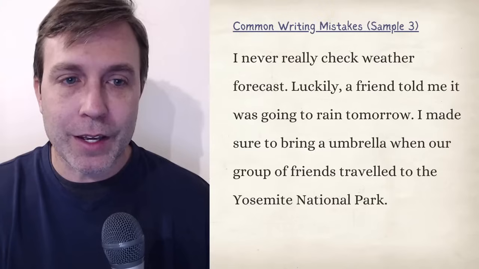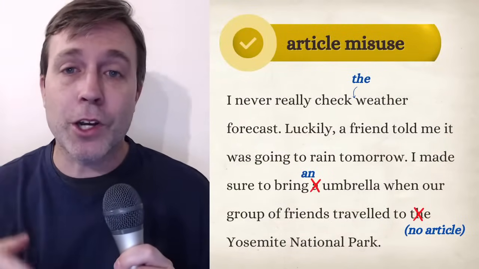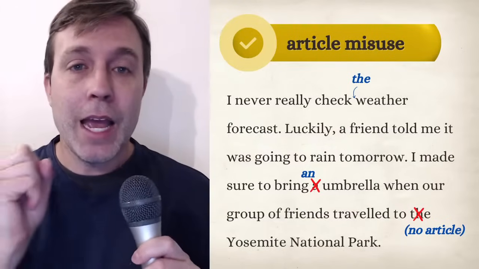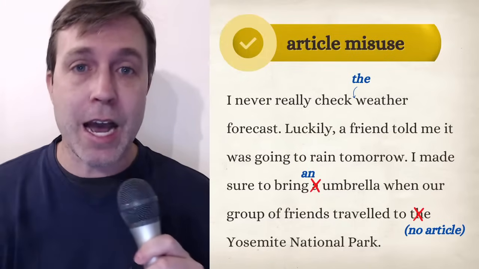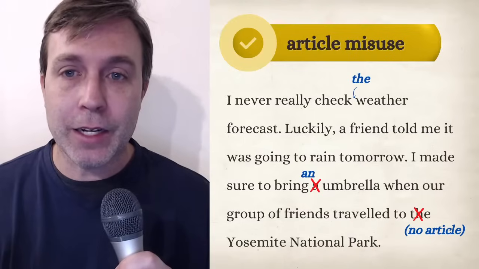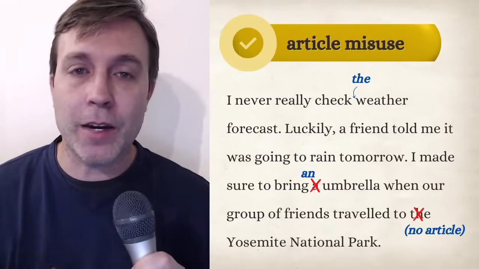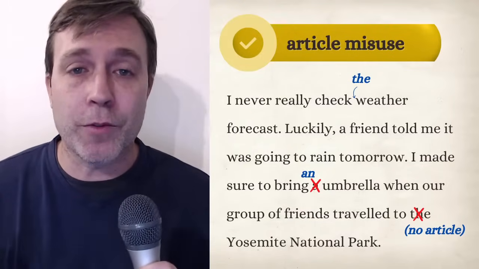So here are the mistakes. We're talking about article misuse. And when I say articles, I'm talking about a, an, the, or just no article, not using an article. So, "I never really check the weather forecast." In this case, you're talking about something that you usually do.